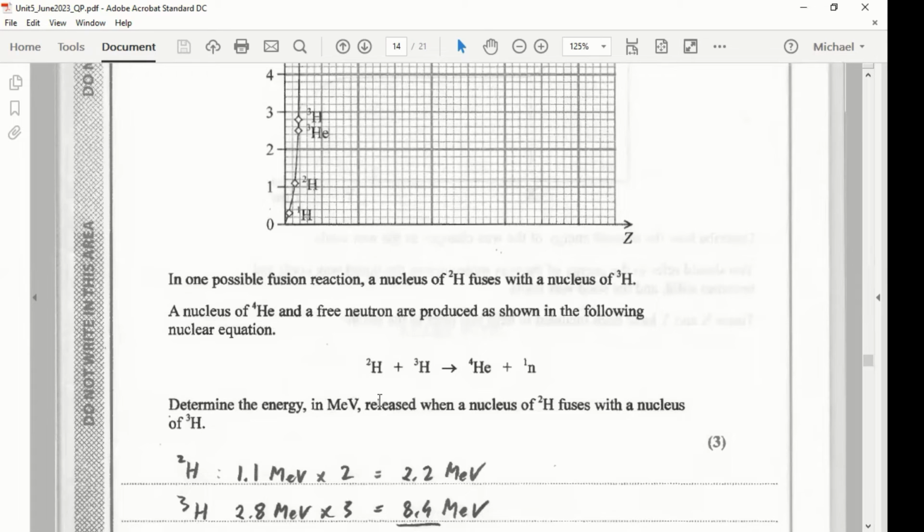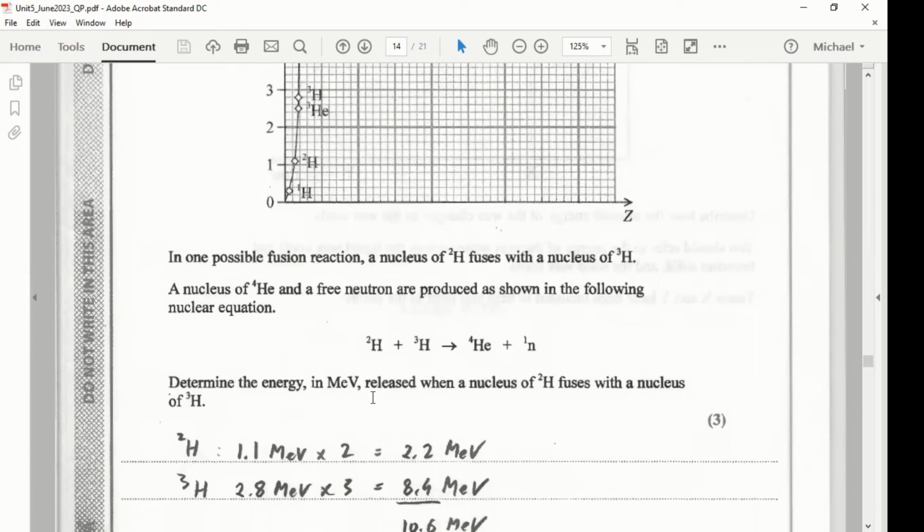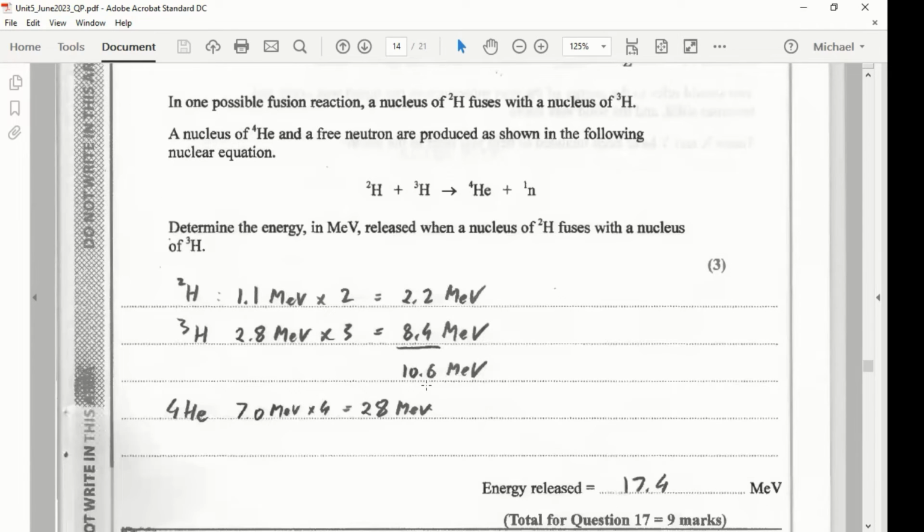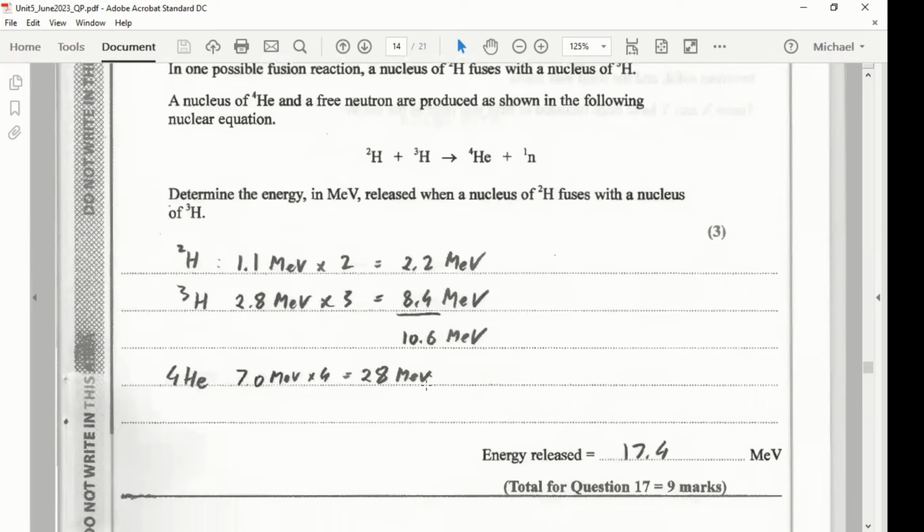So what you do is you work out the total binding energy. So you're going to basically work out the amount of energy you need to put in to completely pull these things apart, and then compare that to the amount of energy released when you have your final product. So 1.1 is the number for hydrogen-2. You multiply it by 2 because there's 2 of them. 2.8 is the number for hydrogen-3. You multiply it by 3 because there's 3 of them. And then you add those 2 numbers together and you get 10.6 MeV. And then you look at hydrogen-4, it's 7 MeV times 4 is 28. And therefore the energy release is the difference between those 2 numbers, 17.4 MeV.